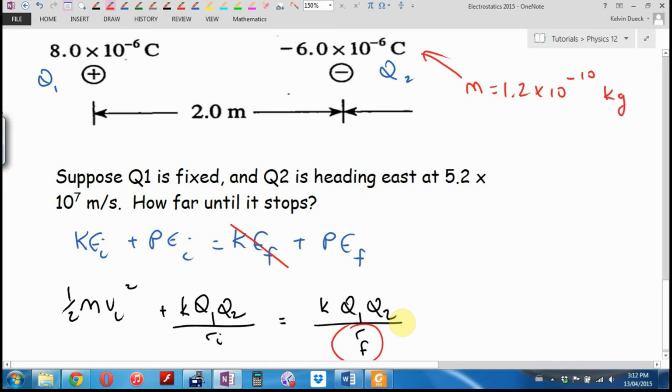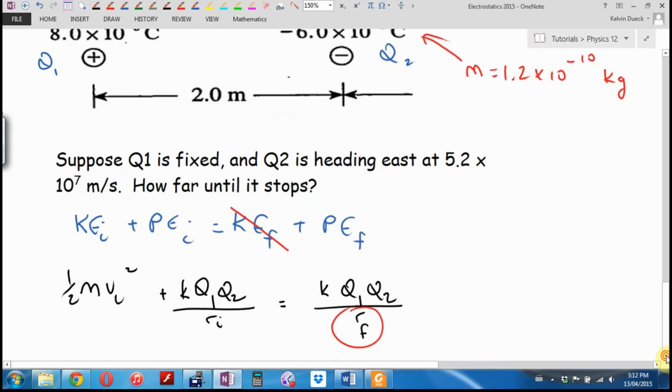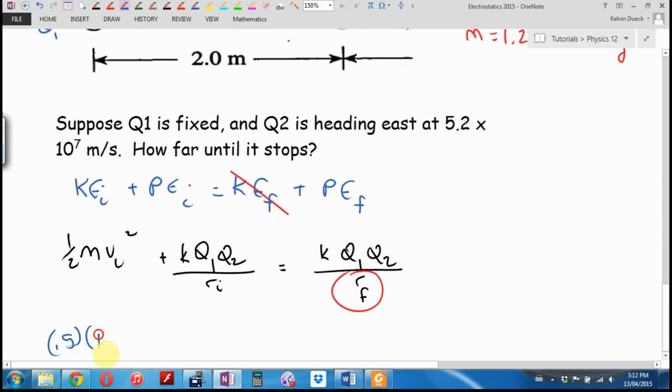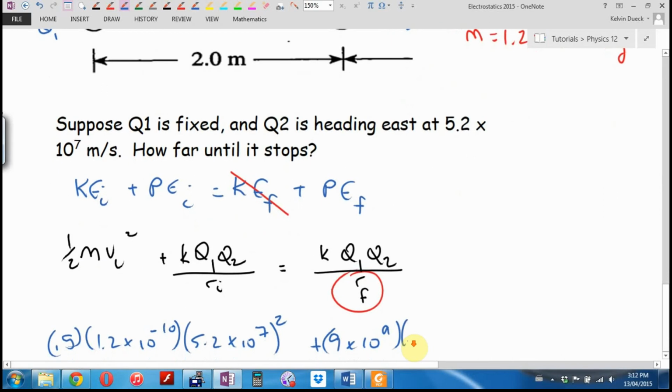I could try and get RF by itself right now. It'd be yucky. I would instead probably evaluate this whole thing as a number. I would probably crunch this. In fact, I'm going to. I'm going to say this is 0.5. What did I say the mass was? 1.2 times 10 to the negative 10. 5.2 times 10 to the 7th. Plus, what mistake have I made? Oh, okay. 9 times 10 to the 9th. Let it go. Yeah, right. 8 times 10 to the negative 6.